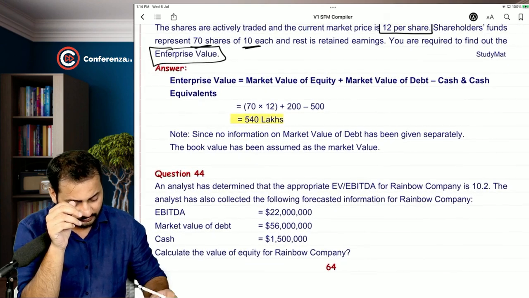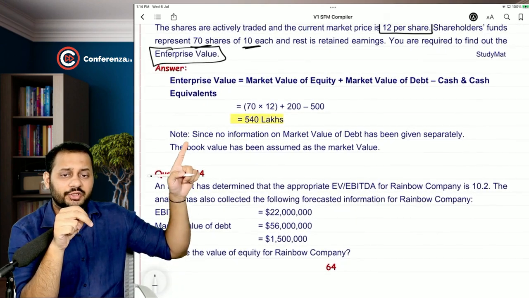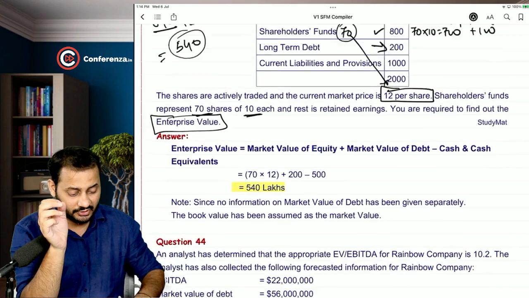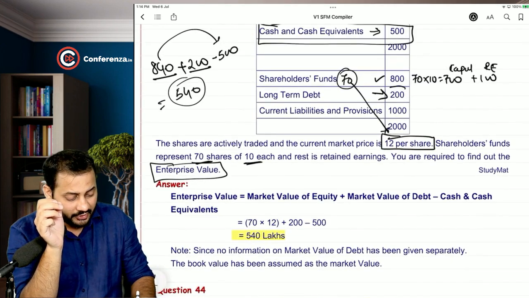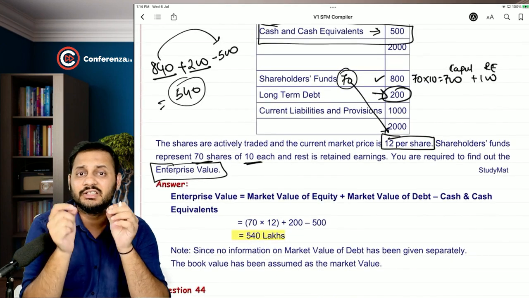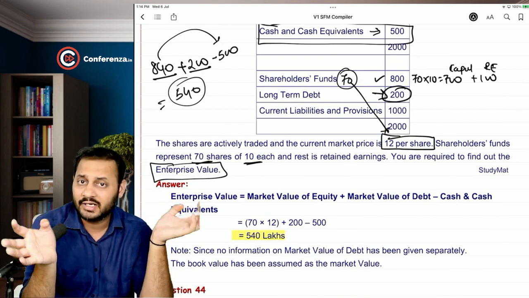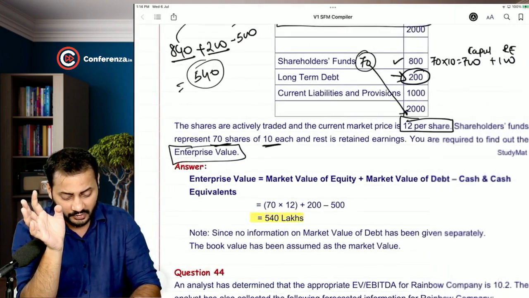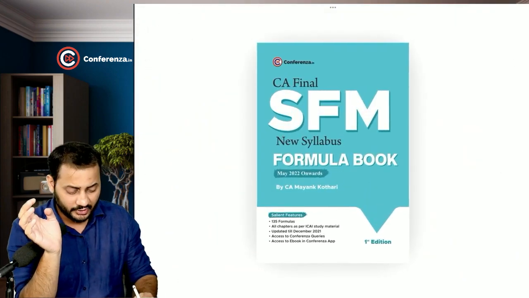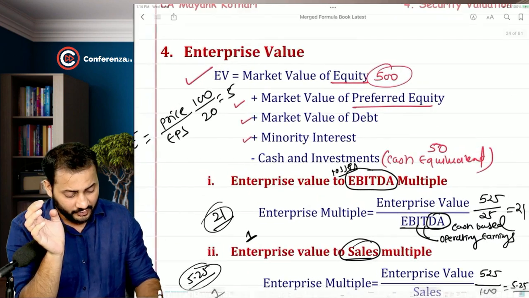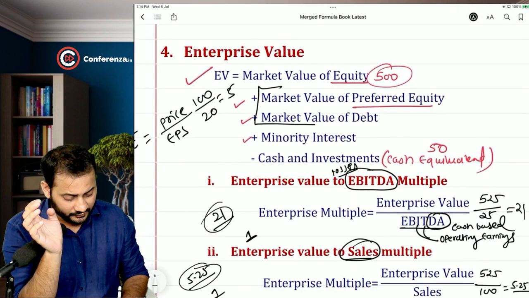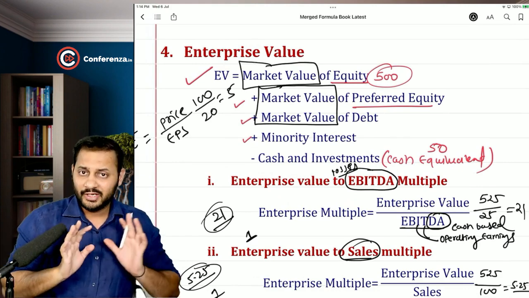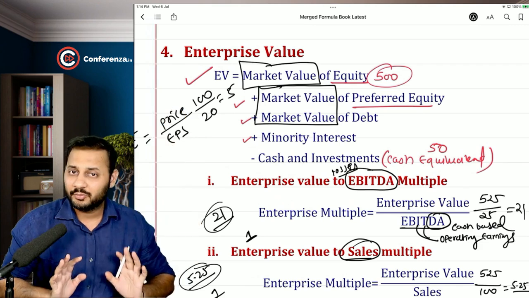Okay, since no information on the market value of the debt has been given separately, the book value has been assumed as the market value. That's a good point. I forgot to tell you. The long-term debt of 200, which is given in the balance sheet, is the book value of the debt, and that doesn't matter at all. If you look at the formula, we'll go back to the formula book and mark a couple of things. We have not focused on this, and it is very important. Market value is important. So book value should not be taken while calculating the enterprise value.